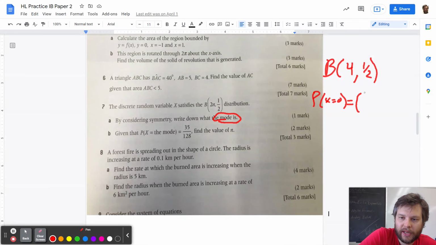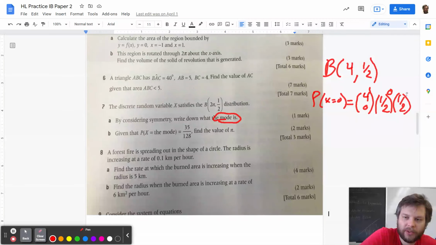So the way to do that is 4 choose 0, 1/2 to the 0, because we're saying there's 0 successes, and 1/2 to the 4th. So at the end of the day, 4 choose 0 is 1, 1/2 to the 0 is 1. So this is just 1 over 2 to the 4th. So I guess that's 1 over 16.